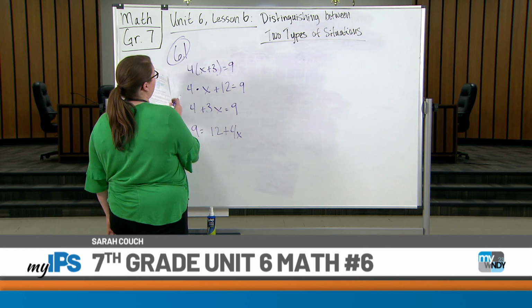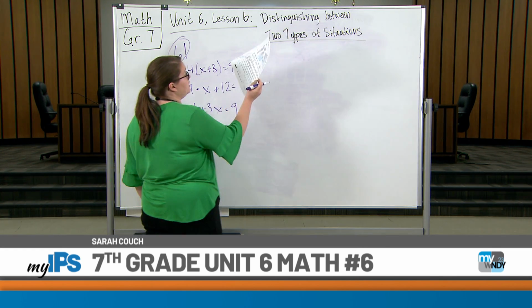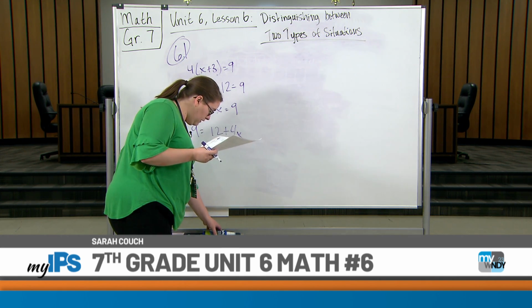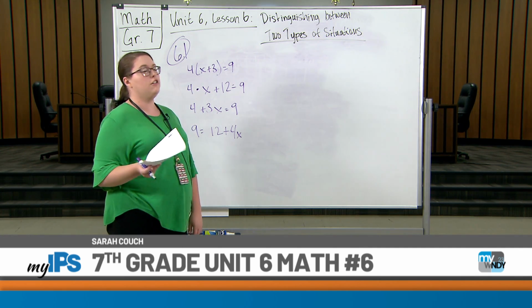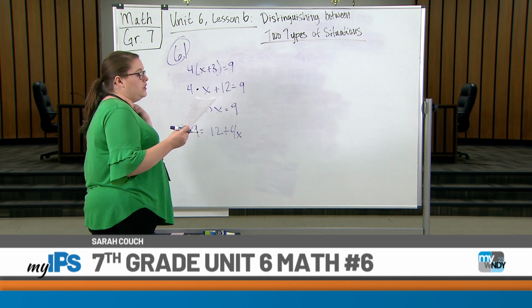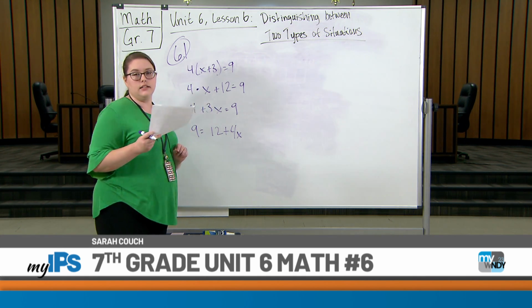We are doing Grade 7 Math, Unit 6, Lesson 6, and we're going to be working on distinguishing between 2 types of situations. Now, that is a very vague thing, but I will tell you that it's going to deal with tape diagrams and looking at equations utilizing that. So let's look at 6.1. We're asked which one doesn't belong.